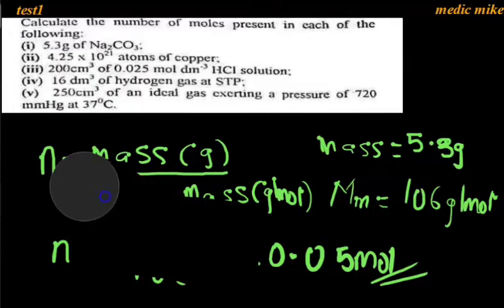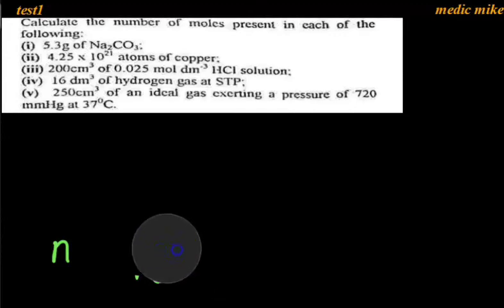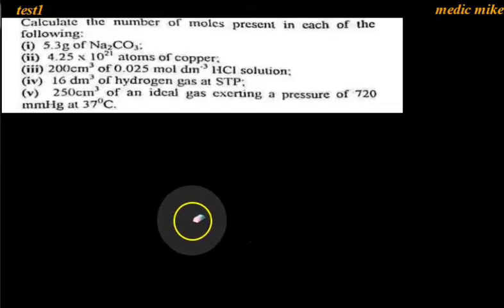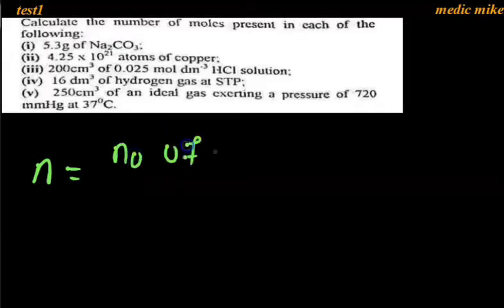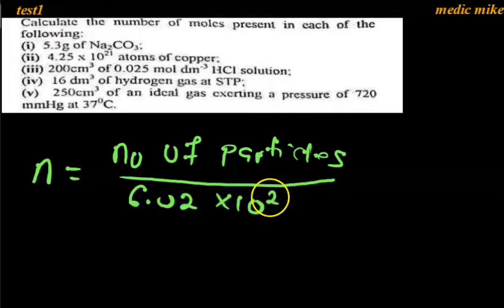Now next up we are going to be solving example 2, and example 2 is find the mole of 4.25 times 10 raised to the power 21 atoms of copper. Now to solve this, we are going to be using our last formula we established, which is mole is equal to number of particles over 6.02 times 10 raised to the power of 23. You can pause this video and try to solve that on your own.